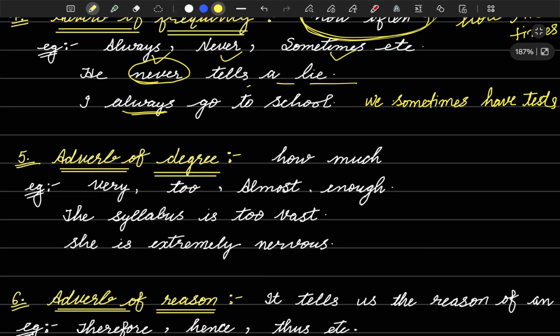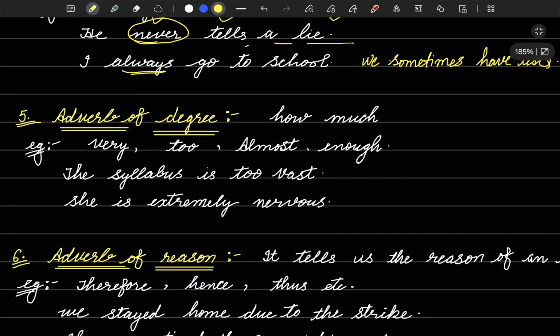Number 5 is adverb of degree. Adverb of degree tells us about how much. It tells us how much. For example, very, too, almost, enough. Sentences, the syllabus is too vast. She is extremely nervous.